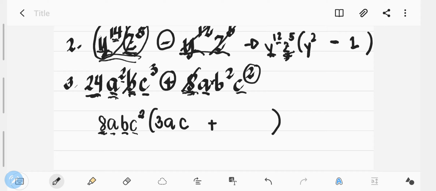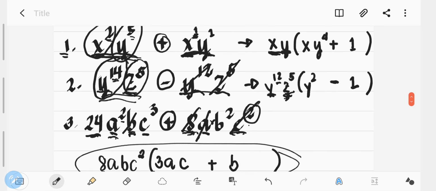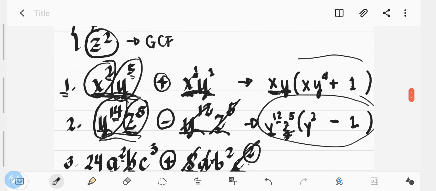And a divided by a, cancel din. B squared divided by b. So, may matitira tayong hindi sila same. So, sulat natin yung b. And then, 2 minus 1, that's 1. So, hindi ko na kukopyahin. And then, ito, I have c squared divided by c squared. That is also cancel. So, ano na lang ang natira? 3ac plus b. So, ito yung final answer. Okay? So, yung mga final answers natin dito ay itong lahat. Kasama yung nasa labas ng parenthesis, ha.